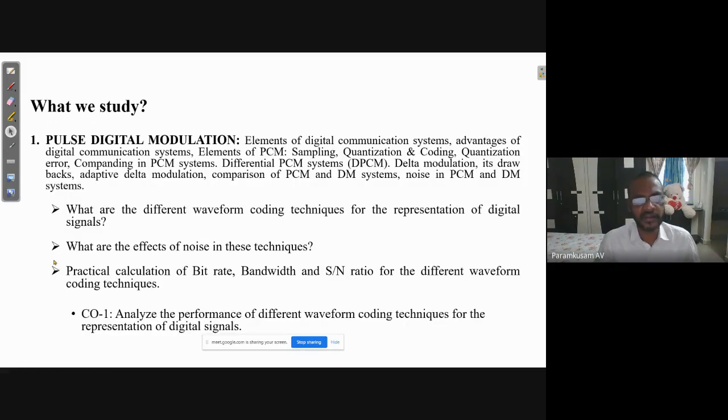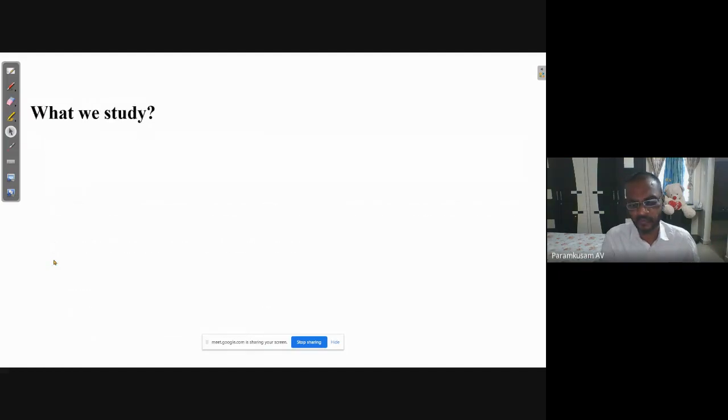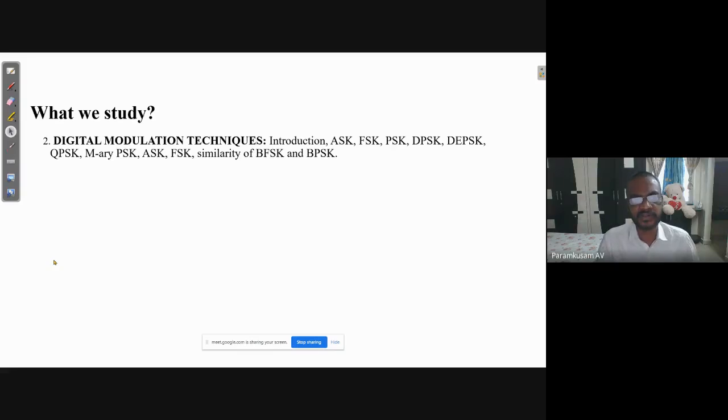But in the first unit, the main purpose of the pulse digital modulation technique is to convert an analog signal into a digital signal. That's all. Once you convert the analog signal into a digital signal, now you are supposed to transmit this digital signal from one point to another point. For that purpose, we study the digital modulation techniques.